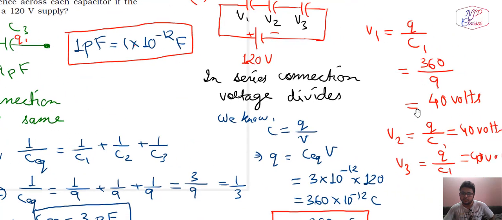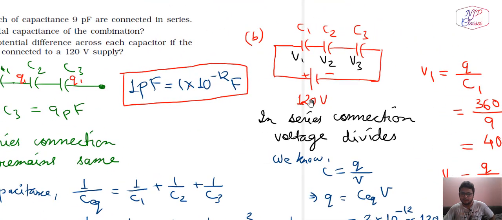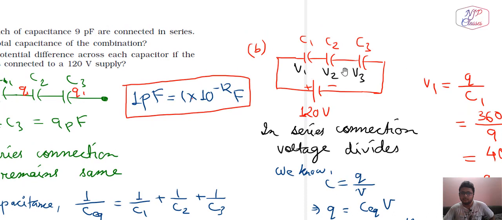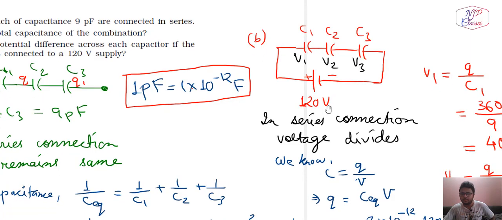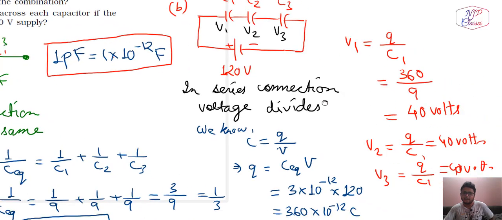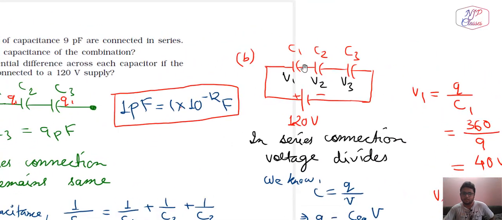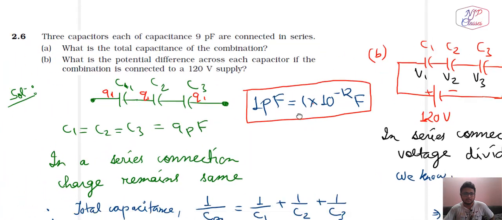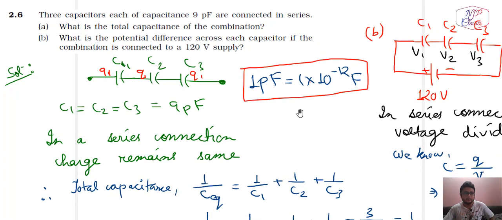Okay, this we could also do directly: there is 120 volts. Now we have to divide it into three parts. How much for each? 40, 40, 40, because it will divide equally. Since 120 is divided equally into three parts, each gets 40. Mathematically we can say 40, 40, 40 directly. Is it clear? So let me move to the next problem.